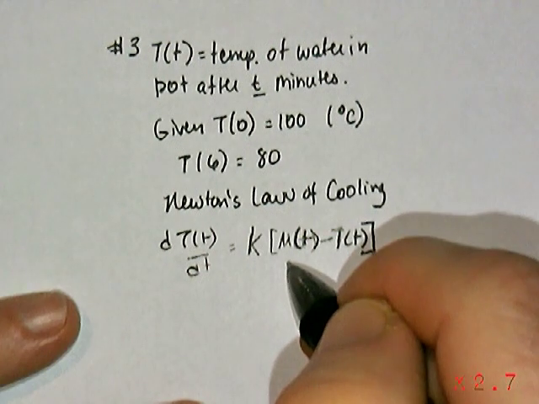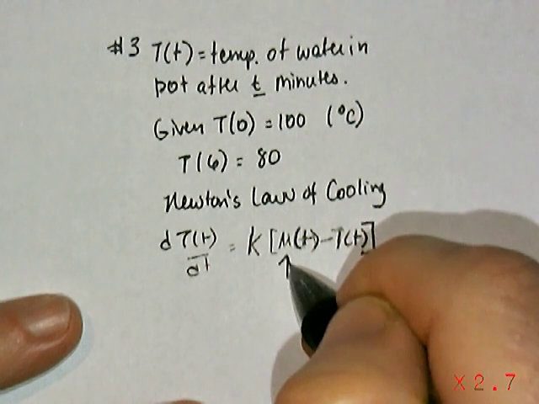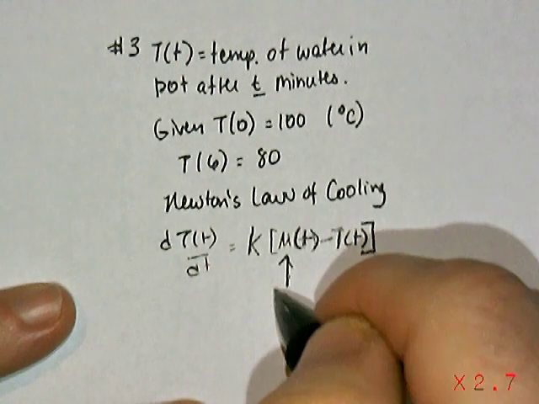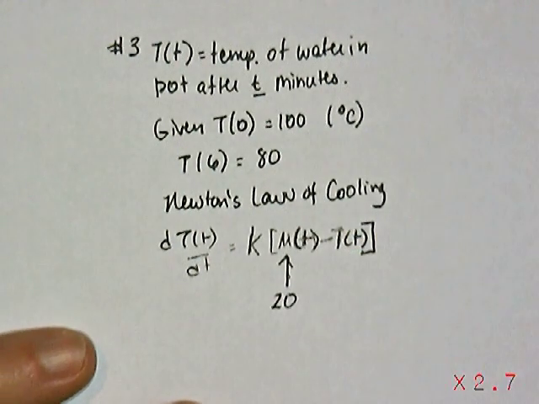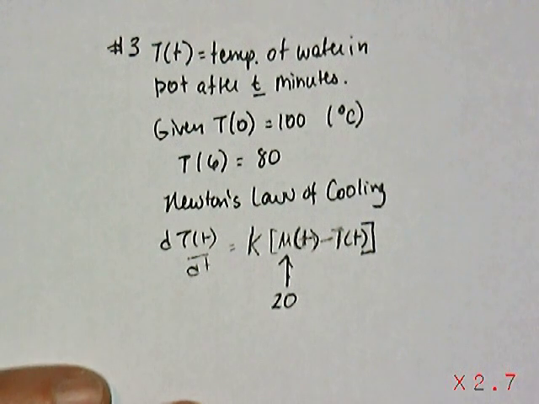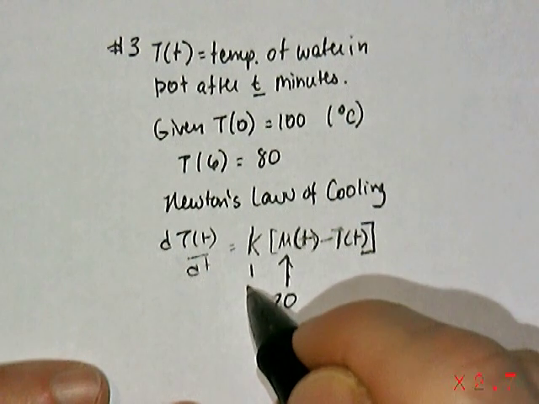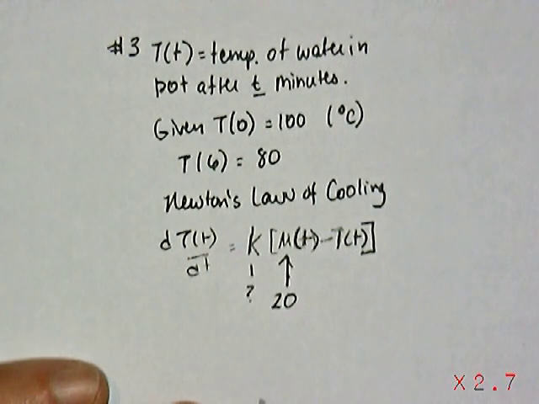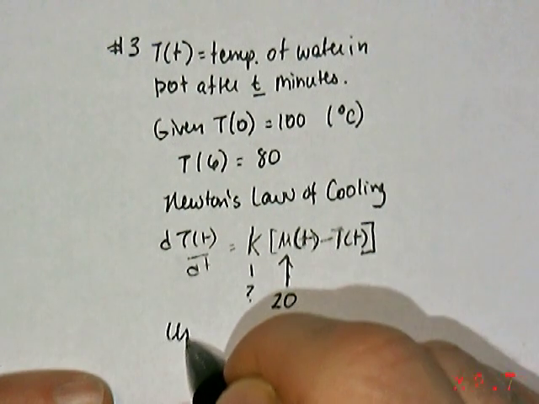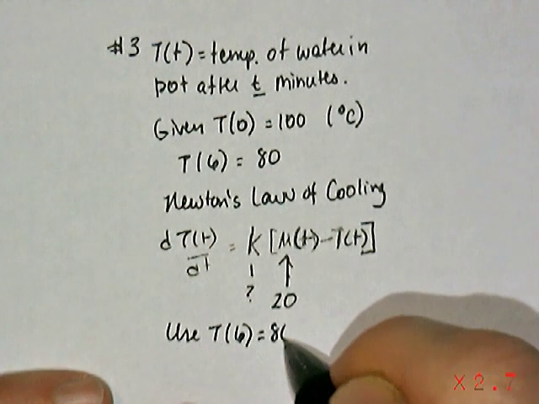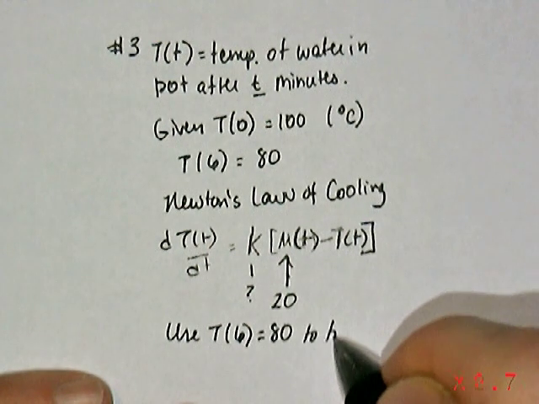And we're looking at the particular case that the kitchen temperature, which reflects the outside temperature outside of that pot, in this case is 20 degrees. So this is actually 20. That's the kitchen temperature, and it's assumed to be constant. So that would be known. The only thing that we wouldn't know at this point would be this particular quantity, the constant K. But you can use the other condition that you know that 6 minutes later it's reduced to 80 degrees to find K.